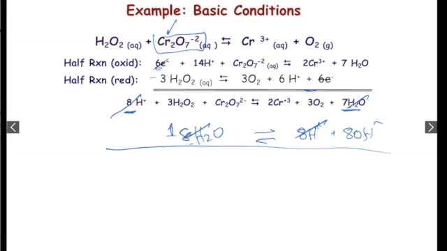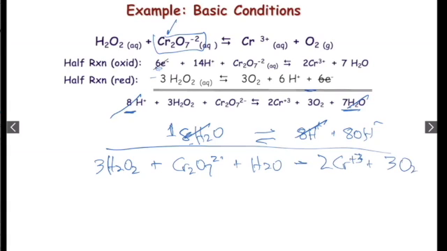And then just add the half reaction. You have 3 hydrogen peroxide plus a dichromate plus a water goes to 2 chromiums plus 3 oxygens plus 8 hydroxide. Double check your work as a very last resort.